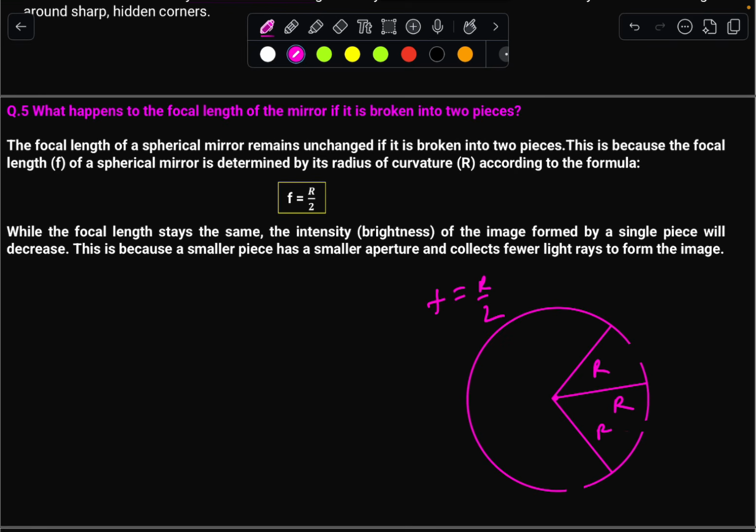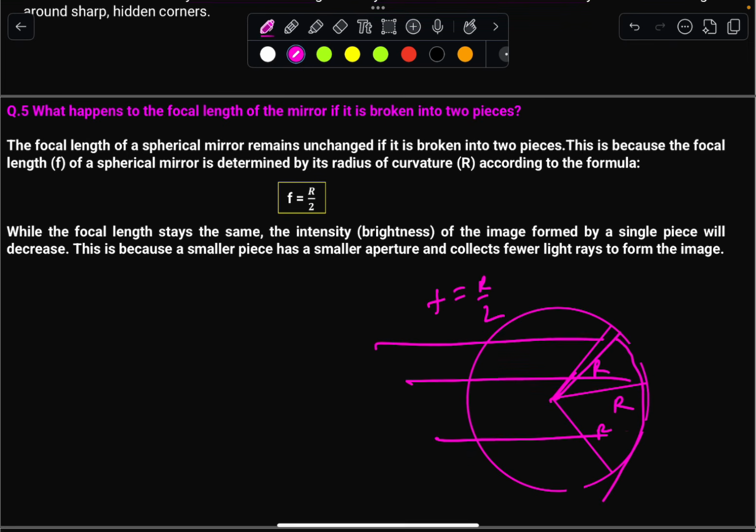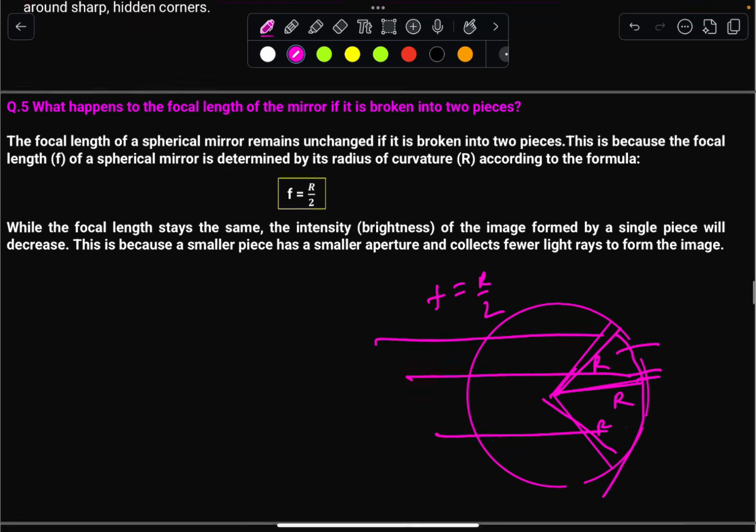Suppose initially the whole mirror was there, and the rays of light were coming parallel, so all the image we are getting at infinity. Now if this part is cut, the rays will pass through it, and we won't get the initial intensity of light. So the intensity will decrease, and the clarity of the image will decrease. But the focal length is not going to change. You can read it better from here.